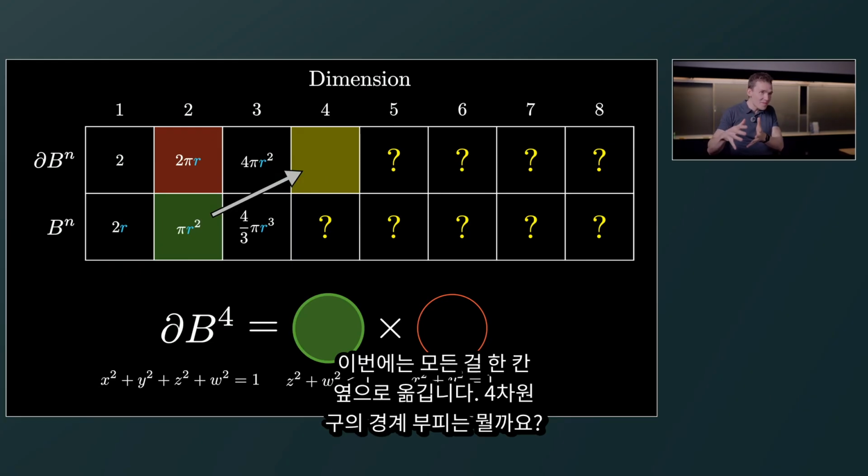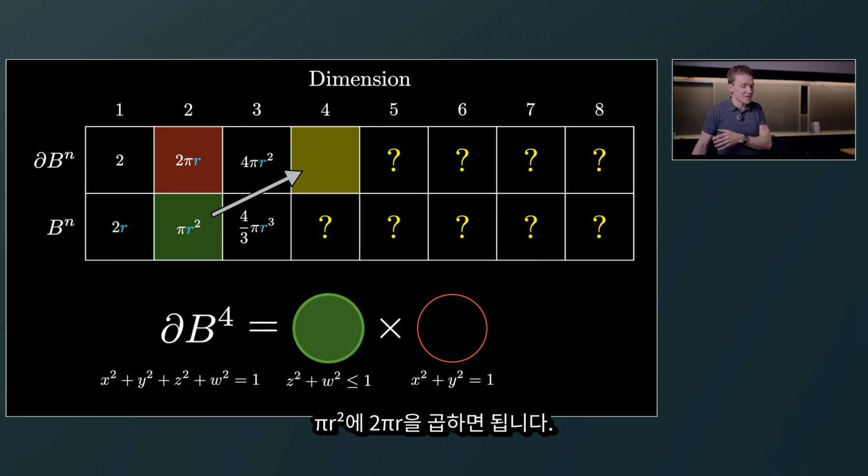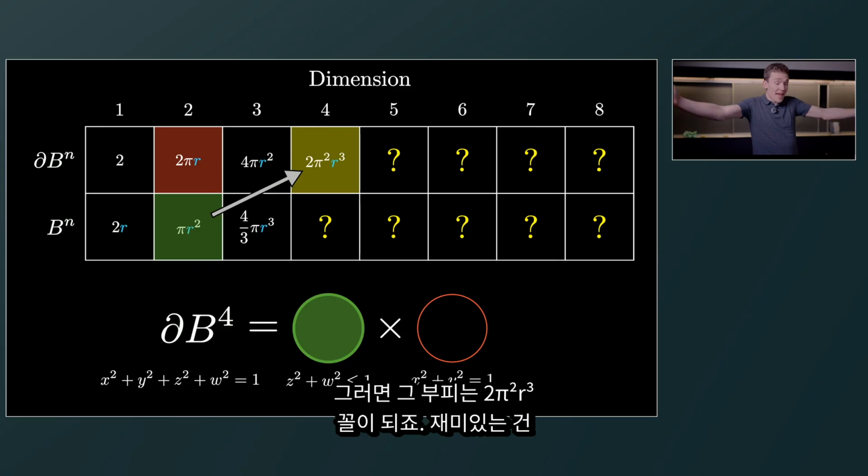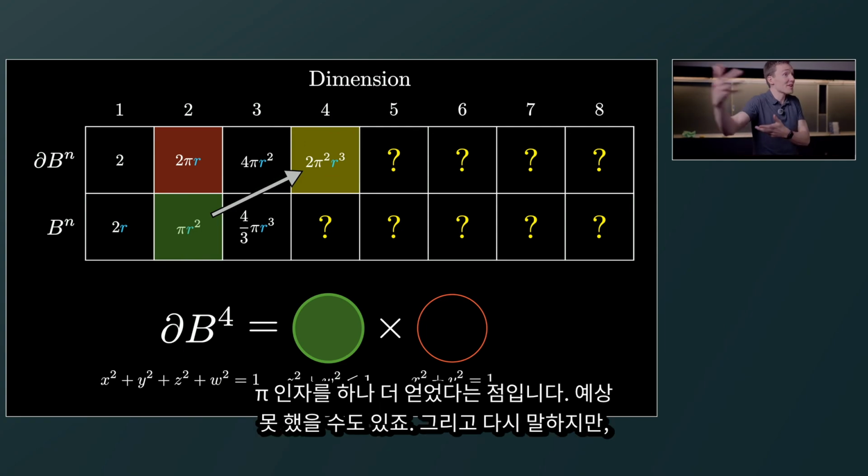What is the volume of the boundary of a four-dimensional sphere? Well, we're going to take that pi r squared, we multiply it by the 2 pi, or 2 pi r, rather, and there we go. Evidently, that volume looks like 2 pi squared times r cubed. Now, this is kind of fun because we picked up another factor of pi. Maybe you weren't expecting that.